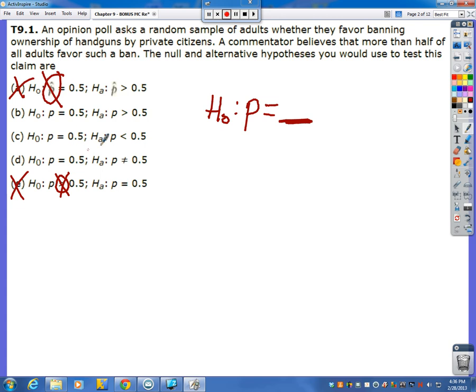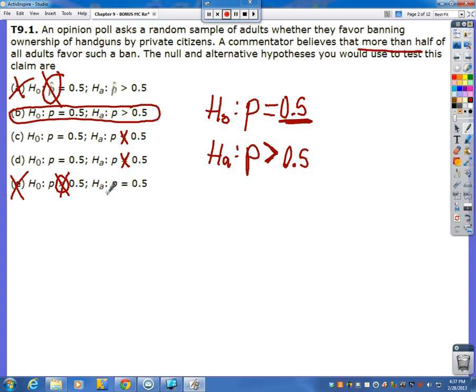So 0.5, 0.5, 0.5. We know we're using 0.5 because the question is about whether adults favor banning handguns, and the commentator believes that more than half. So there's our half, our 0.5. For the alternative, it says more than half, so we are probably going to be using a greater than sign with 0.5. This one uses the less than, this one uses the not equal to. Here is the only one that truly ends up matching.